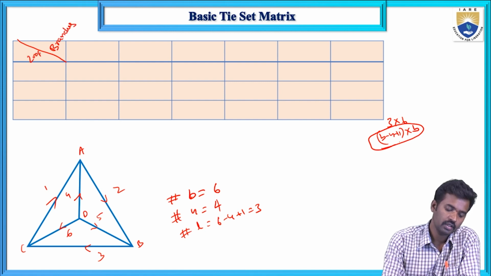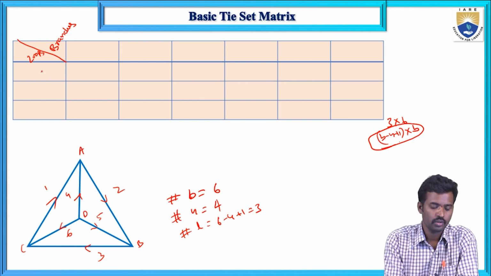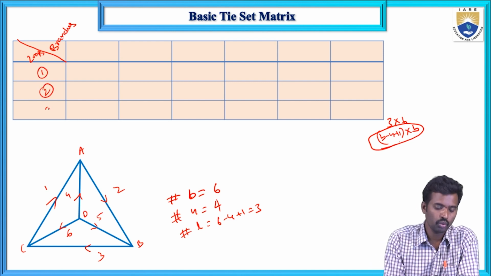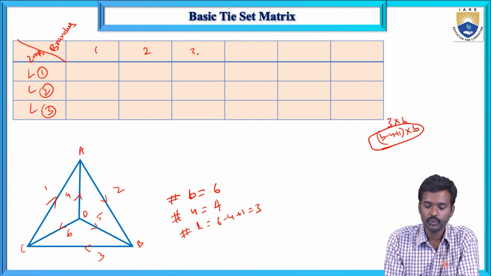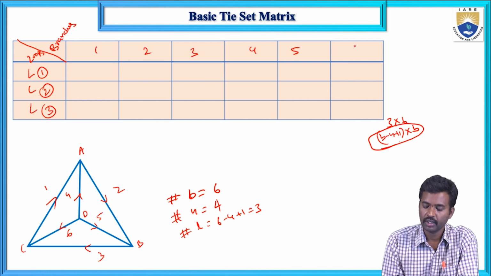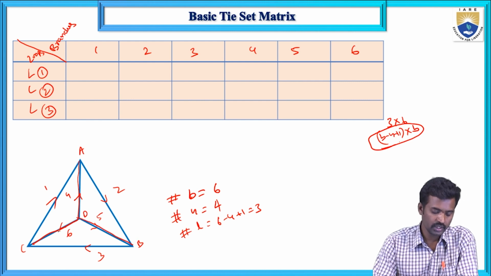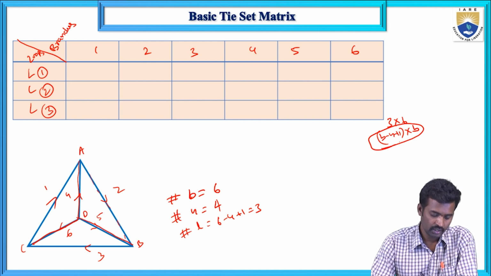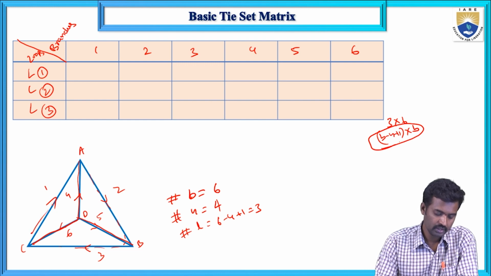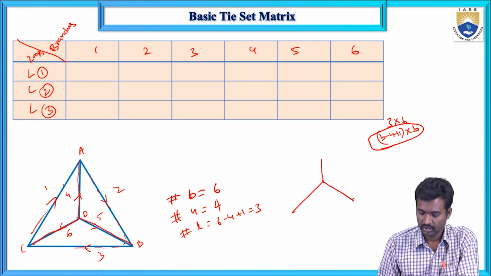Now here these are the branches and these are the loops, loop 1, loop 2, and loop 3, and branches 1, 2, 3, 4, 5, 6. Now here select one tree. I am selecting this tree. So now these are the twigs and remaining all are links. So this is the tree and these are the links.